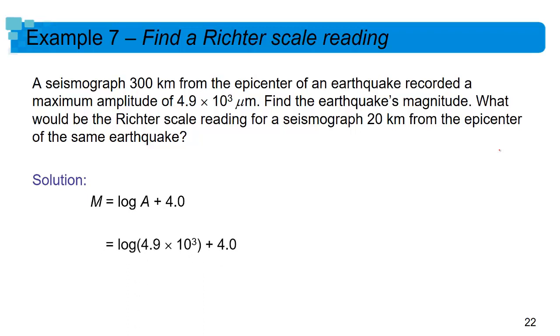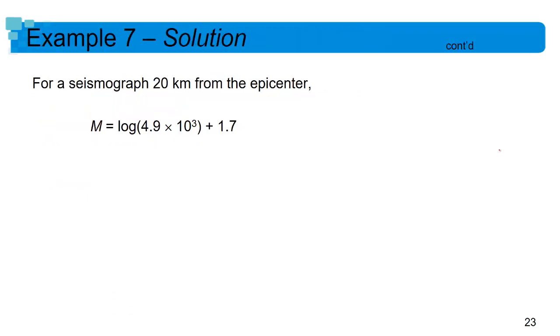So you take log of the amplitude, the reading that you got on the machine, you add 4.0 to it, and it roughly comes out to a 7.7. If it's 20 kilometers from the epicenter, you do the same thing, but now you're only adding 1.7. So now you get that it's a 5.4 earthquake.